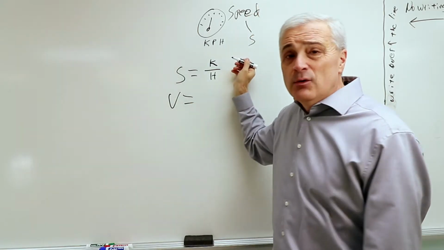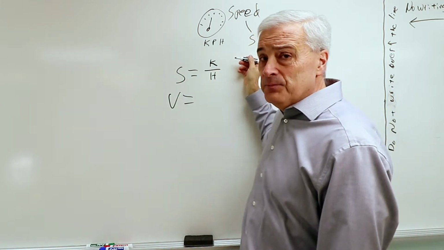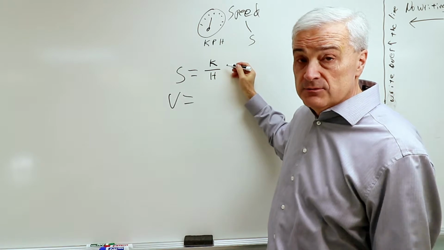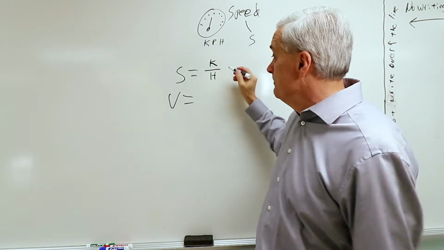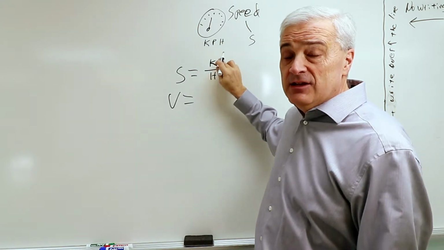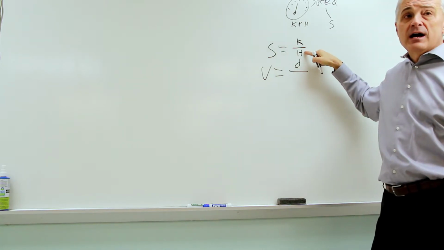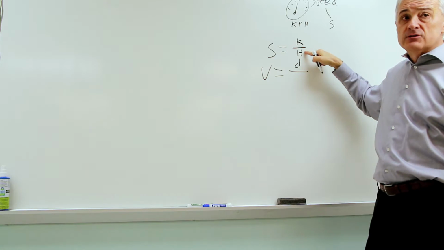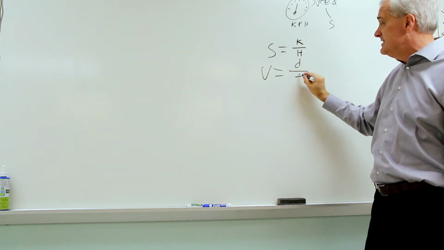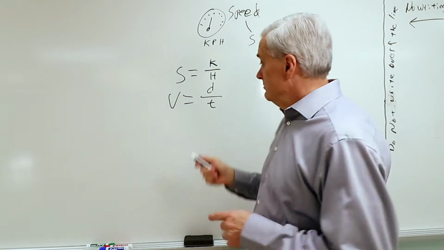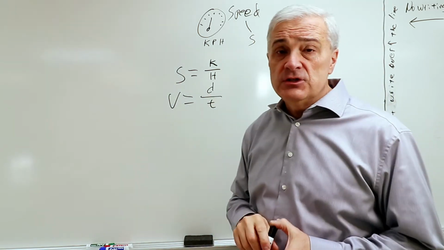I don't want to always use kilometers. Sometimes I would like to use miles. Maybe I might want to use centimeters. Maybe I want to use light years. So I'm going to change the K, the kilometers, into a D for distance. Likewise, I don't want to always measure in hours. I might want to use seconds. So I'm going to put in T for time. Now, that's nice. Velocity equals distance divided by time.